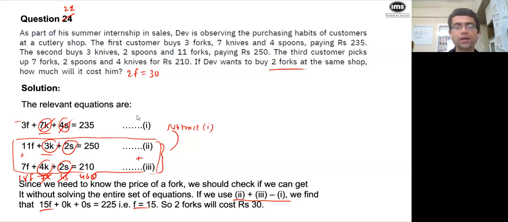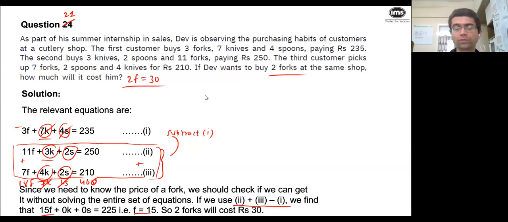So you need not find all three variables. Focus on what you want. Hope all of you are with me. Hope all of you have understood. Great, Savita.